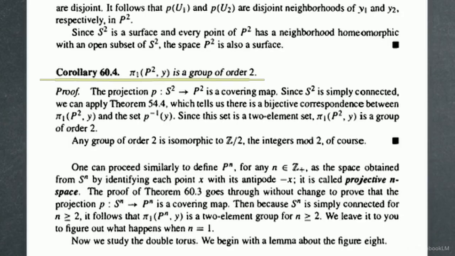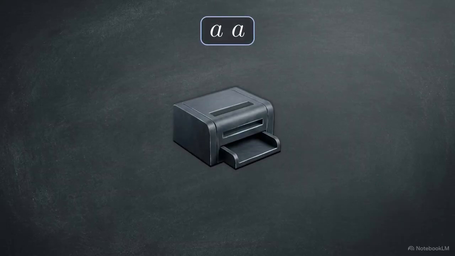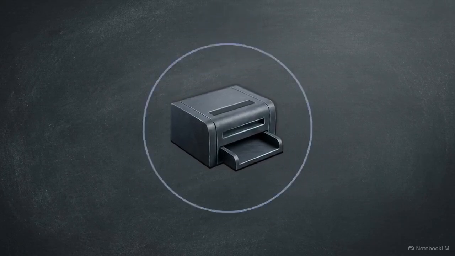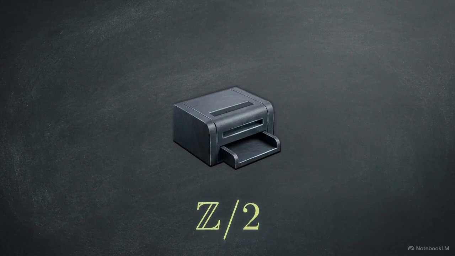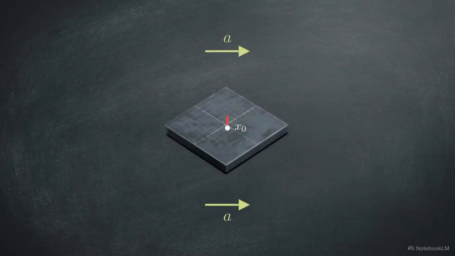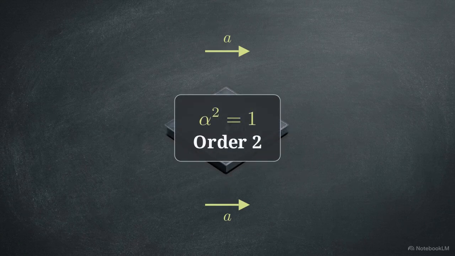We bypass the 3D visual completely by looking at the formal proof in Corollary 60.4. It confirms that the projective plane yields a specific, finite group structure. Running this two-letter word through our quotient machinery immediately gives us the answer. The fundamental group of the projective plane is isomorphic to Z mod 2. This reveals an order 2 group. It tells us structurally that a loop must travel across the space exactly twice before it can be shrunk to a trivial point. Our algebraic tool maps the non-orientable surface flawlessly without requiring us to picture it.